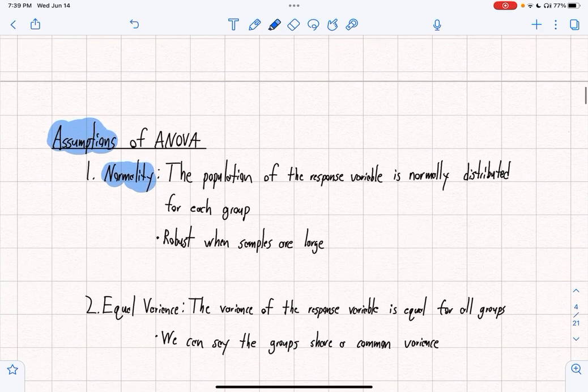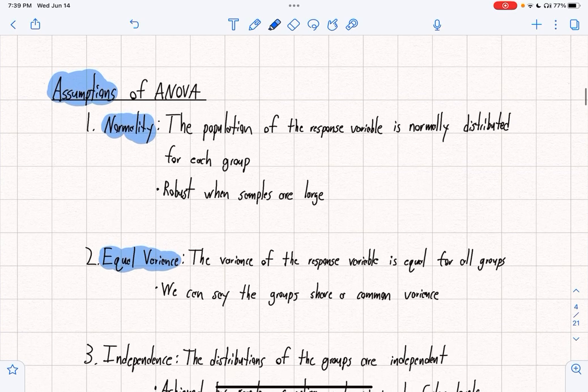The second is that we have equal variance. The variance of the response is equal for all groups. If this is true, then we would say that these groups share a common variance. So you can't have one group with a massive variance and then the rest have small variance. That's going to violate the assumption.